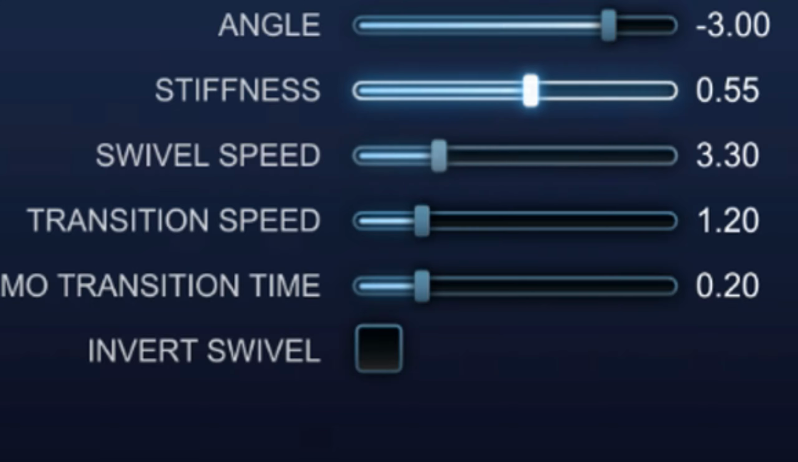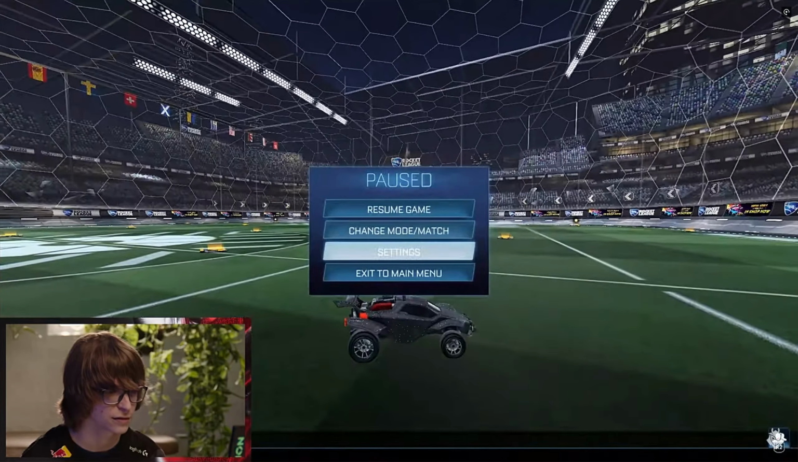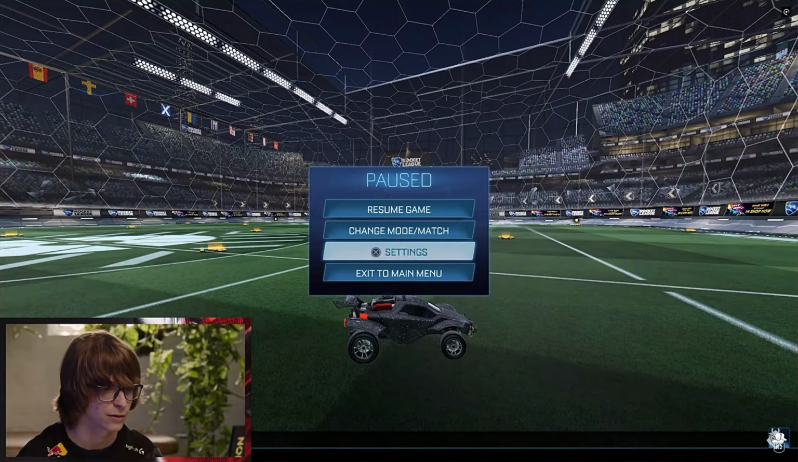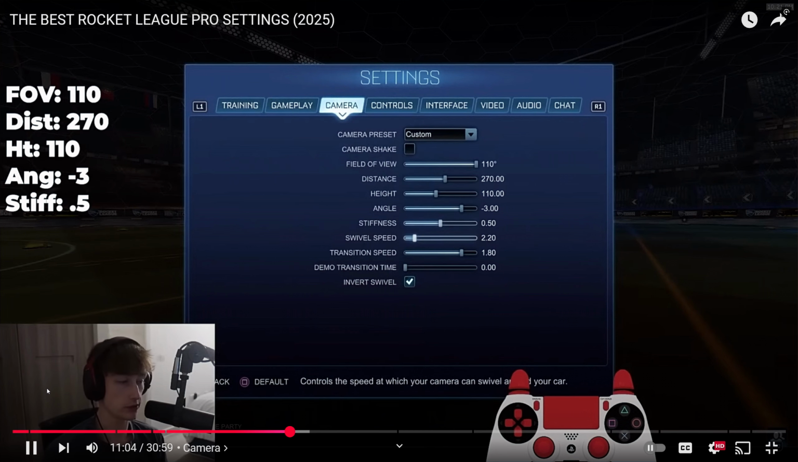Now, what exactly do the pros tell us swivel speed means? Let's start off with Daniel. 0.35. And swivel speed, this is just how fast your right stick moves. Some pros have this at 10, some have it all the way down. I just like it somewhere in the middle like that. It's between 0.35 and 0.65 really, like I spoke about.